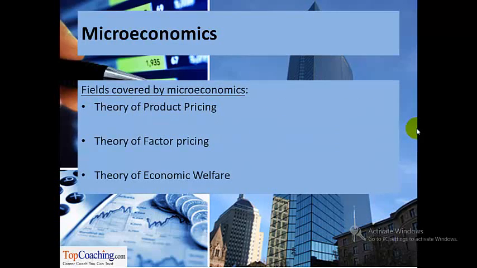So if we have a look at the fields which are covered by microeconomics, we'll find that they are the theory of product pricing with its constituents, namely the theory of consumer behavior and the theory of production and costs. Another field is the theory of factor pricing and then the theory of economic welfare.